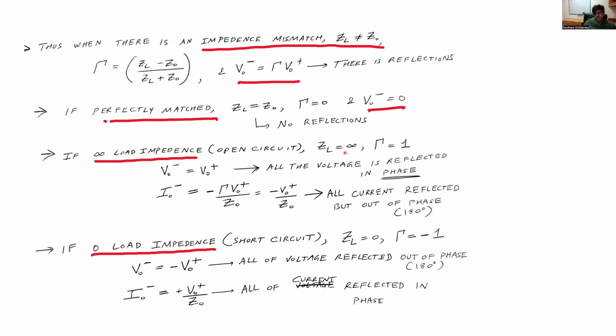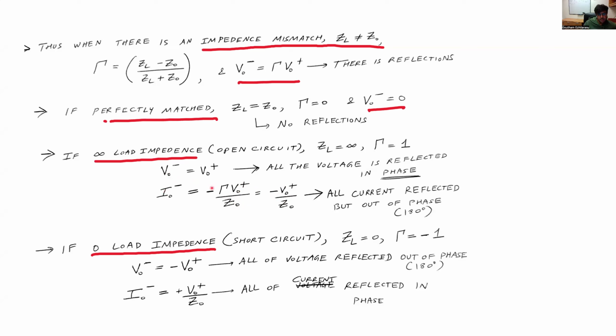And therefore, if I substitute ZL equals infinity in the reflection equation, the gamma is going to be equal to 1, which means that V naught minus is going to be V naught plus, and I naught minus is going to be minus gamma times V naught plus over Z naught, which is going to be minus V naught plus over Z naught. So therefore, what's going to happen here is the reflected wave amplitude is equal to the incident wave amplitude, and therefore all the wave that was incident is now going to be reflected, and it's also going to be reflected in phase to the incident wave.